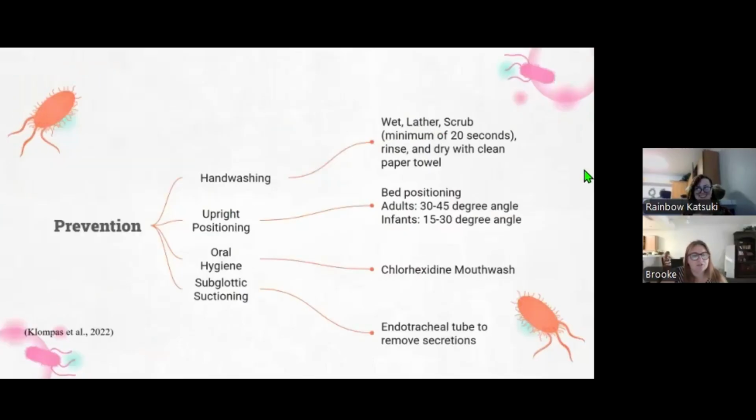The head of the bed should be at a 30 to 45 degree angle for adults and 15 to 30 degree angle for infants. Oral hygiene is extremely important, which includes chlorhexidine mouthwash to reduce bacterial colonization in the oral cavity. Subglottic suctioning must be performed daily, which typically includes an endotracheal tube that removes secretions. Reducing sedation daily per the patient's ability and health is also a key takeaway. The longer a patient is sedated and on the ventilator, the higher the risk for VAP.